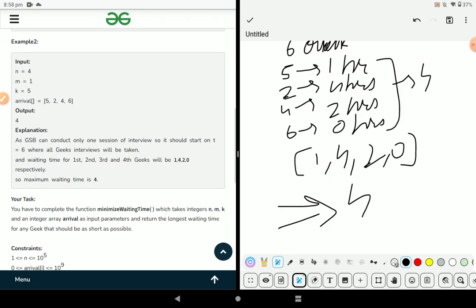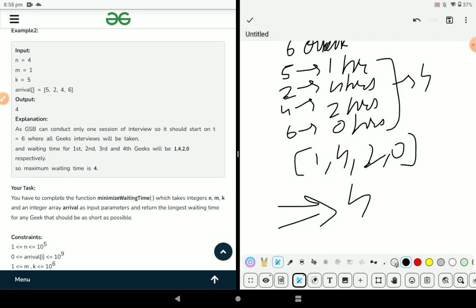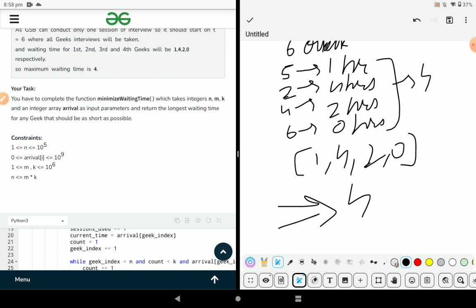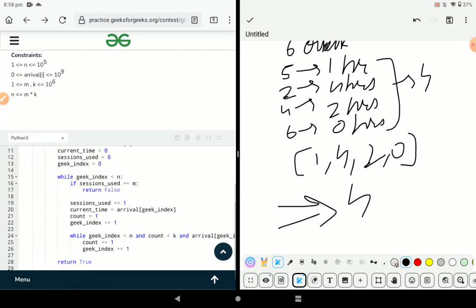Okay. So this is the basic logic and nothing else. Our constraints are that n should be less than or equal to 10 to the power 5, and arrival of i must be at most 10 to the power 9. Okay. Now let's try to understand with the help of code.